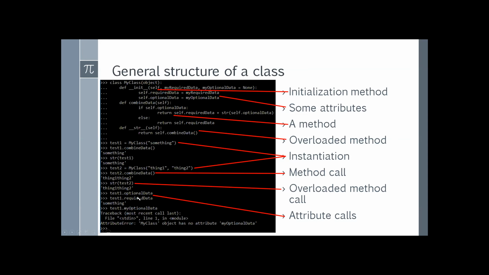I can also call the attributes directly, test1.optional data, test1.required data. So test1.optional data, it doesn't really have anything. Test1.required data, it does. And if I call test1.myOptionalData, which, as you'll notice, my optional data exists here, but it isn't actually made into an attribute of the object. What you'll see is that there is no attribute of that name.